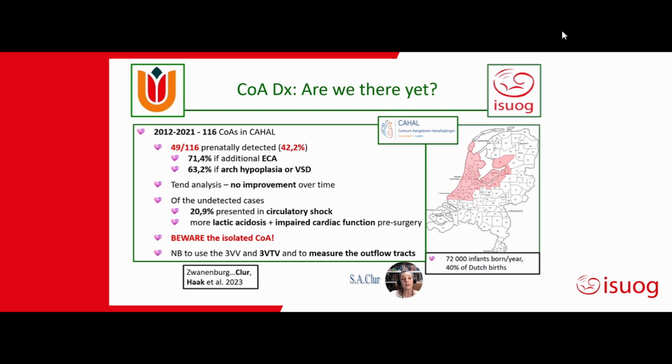Of those that were undetected, 21% presented with circulatory shock. There was a high incidence of lactic acid and impaired cardiac function pre-surgery in the undetected cases. So beware of the isolated coarctation. Use the three-vessel and trachea view and measure the outflow tracts to try to improve our detection of coarctation prenatally.